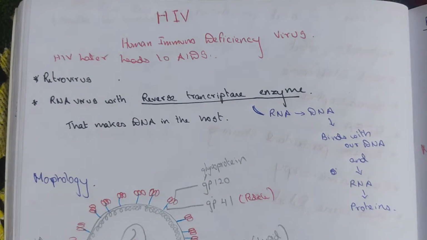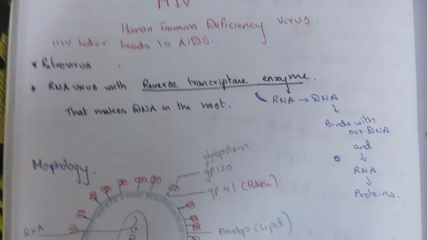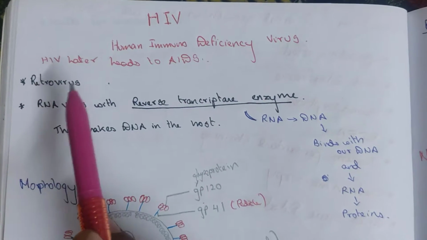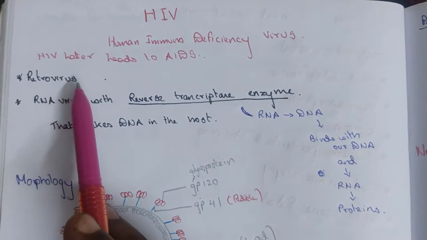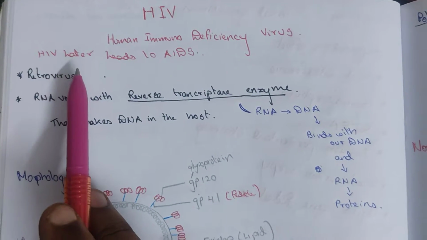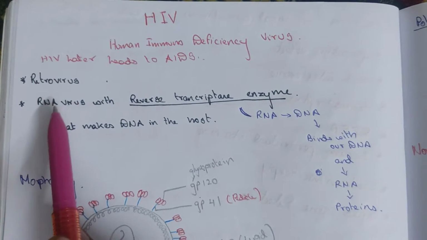In this video, we are going to see about HIV, Human Immunodeficiency Virus. HIV later leads to AIDS. When the patient is HIV positive, they are not a person affected by AIDS, but the HIV later leads to AIDS. HIV is a retrovirus.